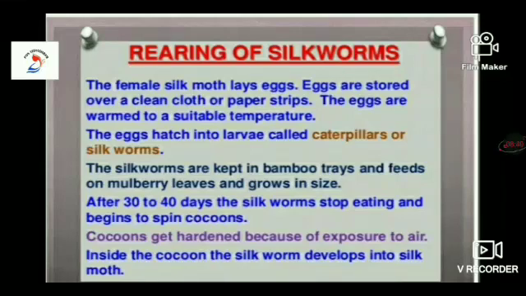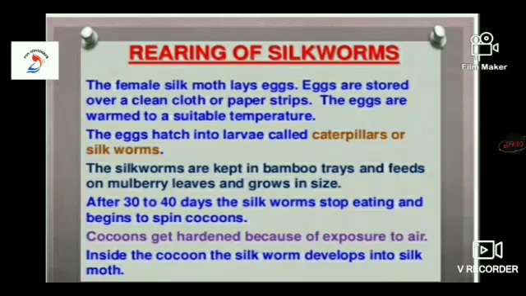In the previous slide, we saw the mulberry leaves. After 30 to 40 days, the silkworm stops eating and begins to spin cocoons. Cocoons get hardened because of exposure to air. Inside the cocoon, the silkworm develops into a silk moth. That is, the caterpillar changes into a pupa inside the cocoon, and then it becomes the adult moth.